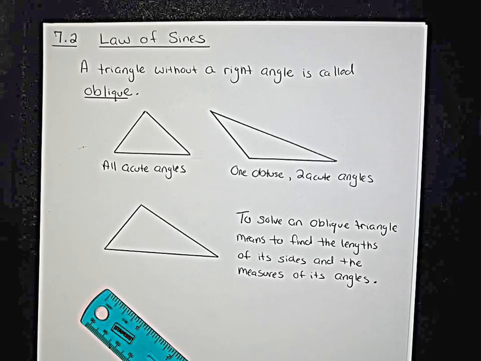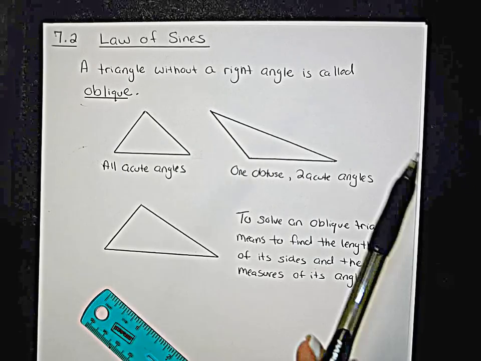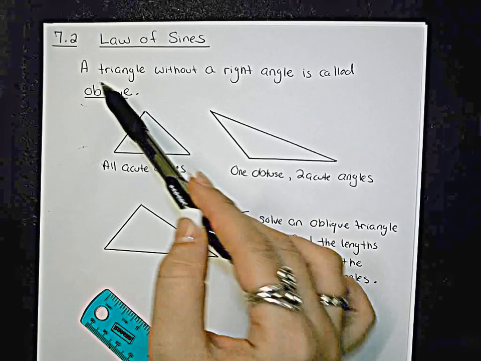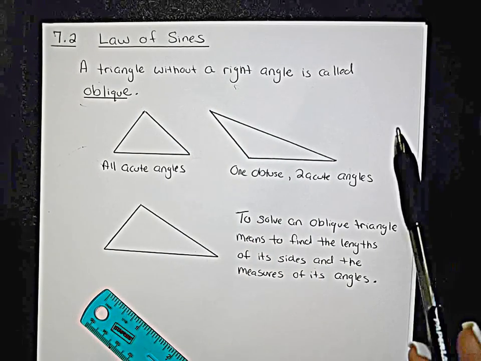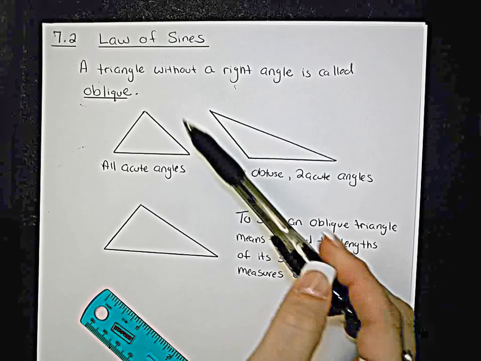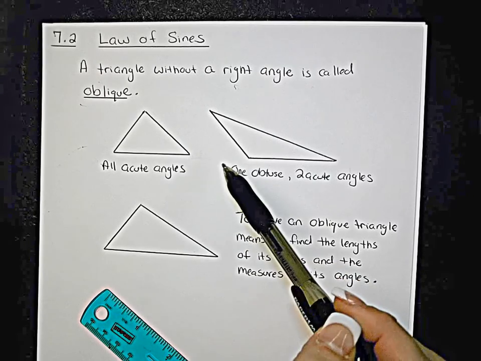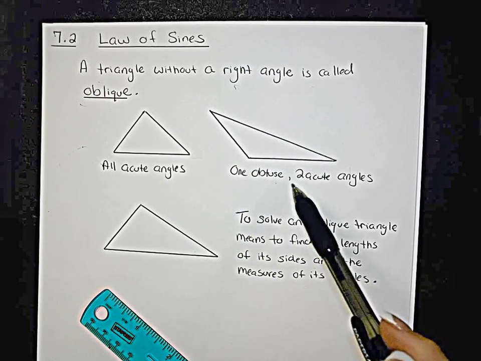Most times, if we're dealing with triangles, they're probably going to be what we call oblique. It's a triangle without any right angle. You have two possibilities for oblique triangles. You can have either all acute angles, or you could have one obtuse angle and two acute angles.